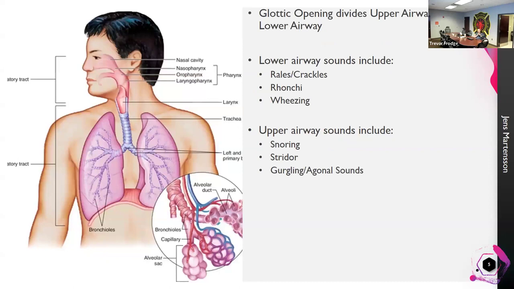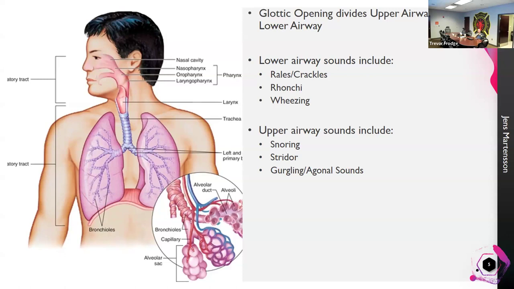Just a quick airway anatomy review as well. So what defines an upper airway versus a lower airway? And that's the glottic opening. So that's actually the opening to the trachea where your epiglottis is. So with lower airway sounds, that's where you're going to hear rales, crackles, rhonchi, wheezing. So those are your lower airway sounds. So where I'm actually listening to lung sounds. Your upper airway sounds are going to include snoring, stridor, and then your agonal or gurgling sounds. So if I'm hearing snoring and stridor, that's an upper airway problem, right? I don't really need to auscultate.